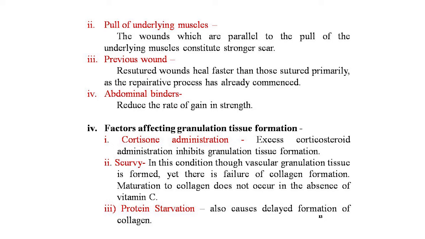Now the factors affecting granulation tissue formation. First is cortisone administration, second is scurvy, and third is protein starvation. Excess corticosteroid administration inhibits granulation tissue formation. In scurvy, though the vascular granulation tissue is formed, yet there is a failure of collagen formation. Maturation of collagen does not occur in the absence of vitamin C.